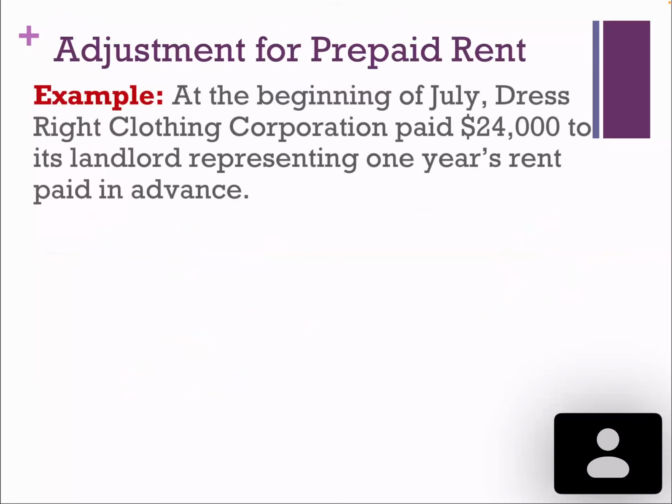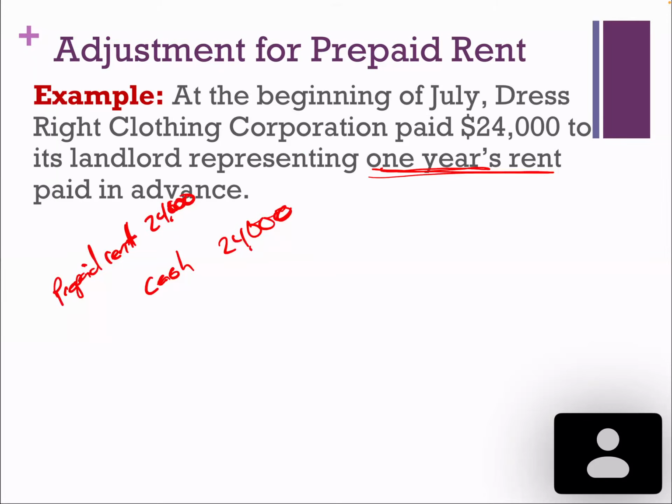Okay, next one. The beginning of July, we paid $24,000 to the landlord, representing 1 year of rent paid in advance. Okay, so think about this. In the beginning, we pay cash, credit cash, $24,000, right? We paid out cash, but we haven't used it, right? This is for the full year, 1 year of rent. So we haven't used our rent. So instead, what we want to do is call it prepaid rent. Okay, it's an asset account. We haven't consumed it yet, and therefore we record it as an asset.